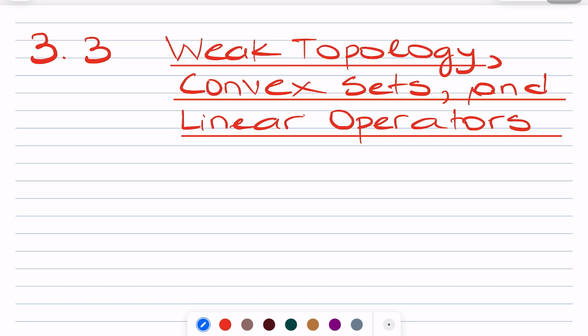So, in our last lecture, we saw that every weakly closed set was actually strongly closed, right? And of course, the converse is actually false if you are in infinite dimensional spaces. However, it's very useful to know that for convex set, weakly closed is equivalent to strongly closed.